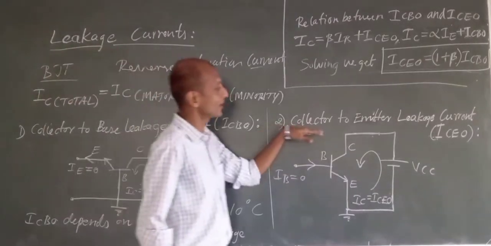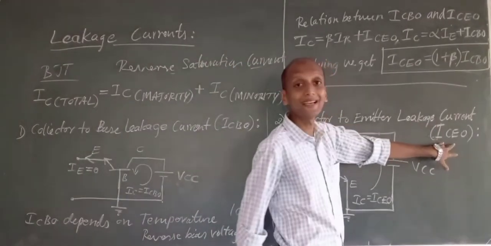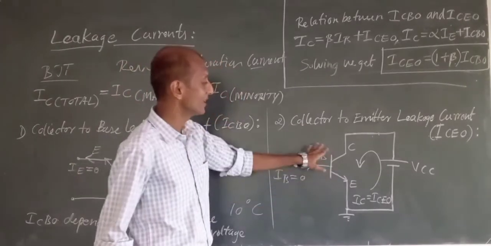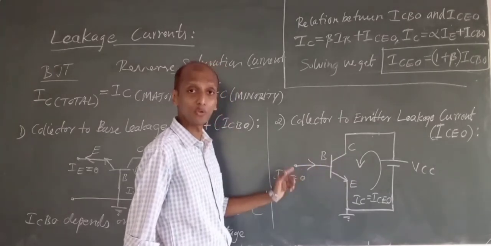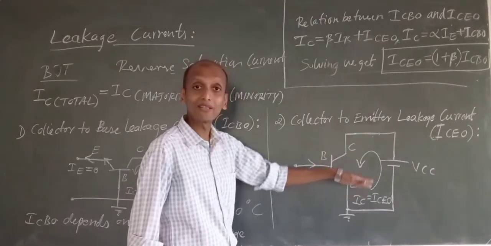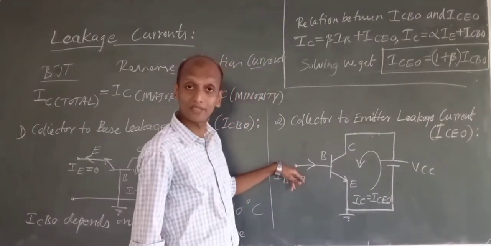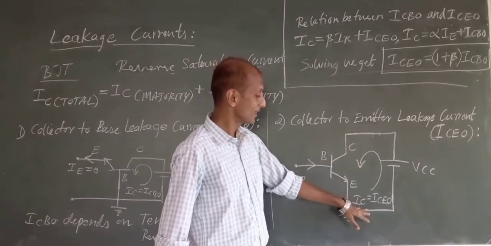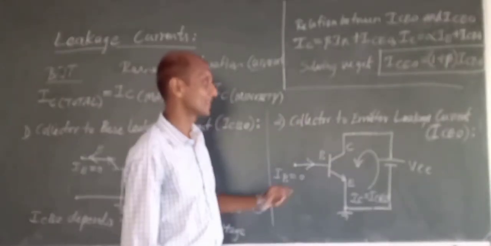Now coming to collector to emitter leakage current. What is it? Collector to emitter leakage current is called ICEO. Here I have considered the configuration wherein the base terminal is open. It is the collector current which will be flowing through the circuit when your base terminal is open circuit. When the base terminal is open circuit, we have some leakage current flowing. That current is called ICEO, the collector to emitter leakage current.